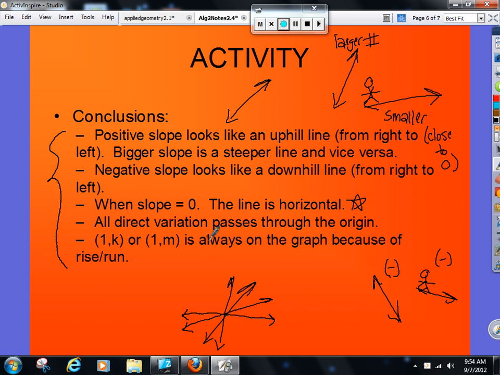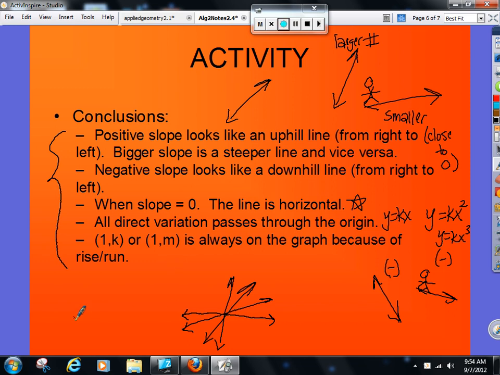You do need to know all direct variation passes through the origin, no matter what. If I have y equals kx, which you know is going to be a line, y equals kx squared, which will not be a line, but we'll talk about it later this week, y equals kx to the third. No matter what, these all go through the origin, 0, 0. And this is the other thing. 1 comma k or 1 comma m is always on the graph because of rise over run.